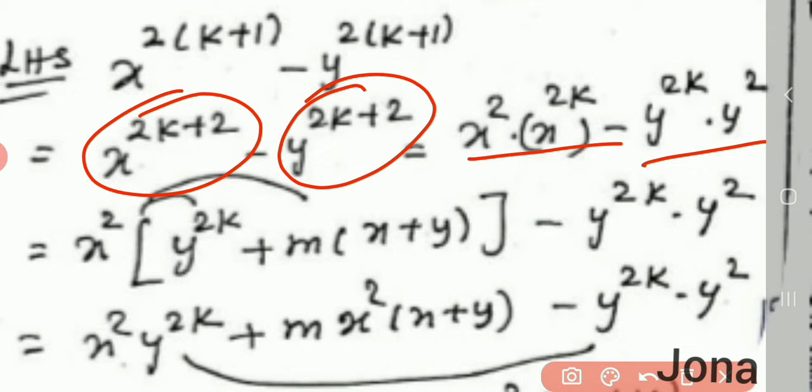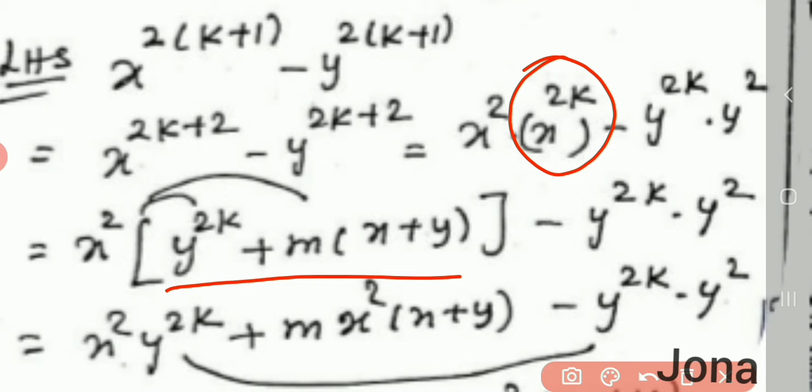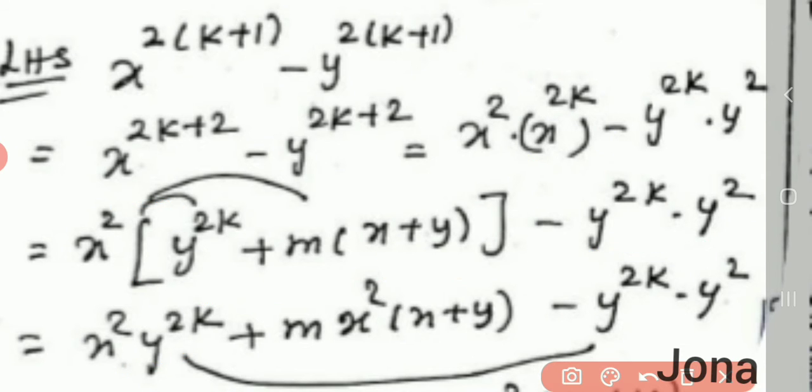So instead of this x power 2k, already we have in that P of k the value y power 2k plus m into x plus y. Keep this value here, and then we want to multiply the terms. So if you multiply these two terms, x square into y power 2k plus, if you multiply these two, m into x square into x plus y, minus, keep the term as it is at the next step also.